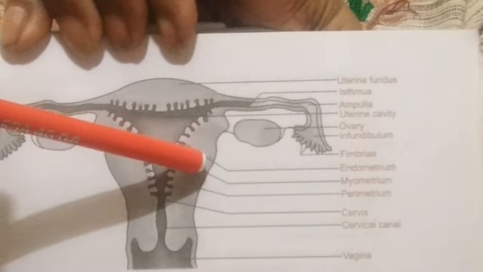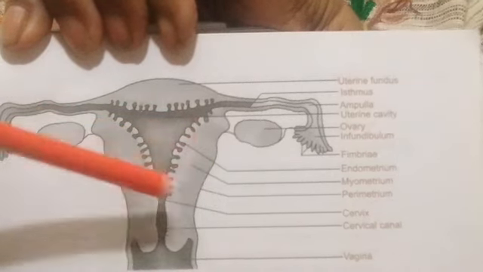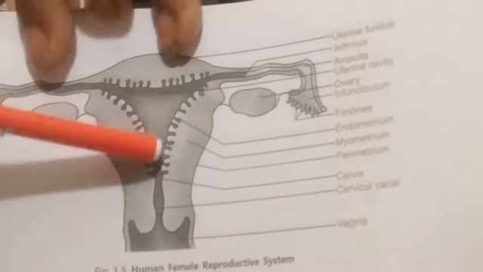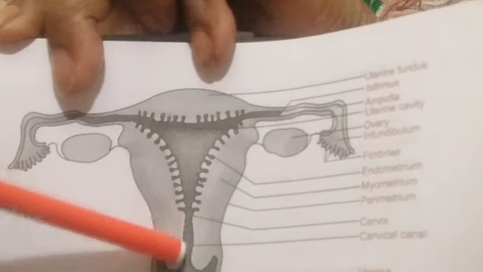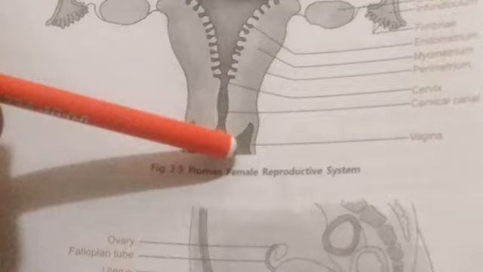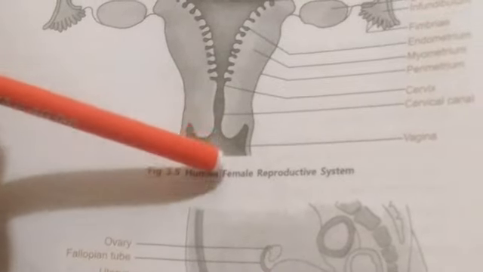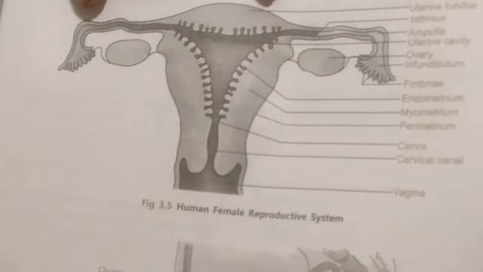Clear? Then there is the myometrium, and there is the perimetrium. And this is the cervix. Clear? The cervical part of the uterus. This is the cervix, the narrow tube, and then the vagina, the muscular region, and this is the vagina. So this is about the front view of the female reproductive system in human.